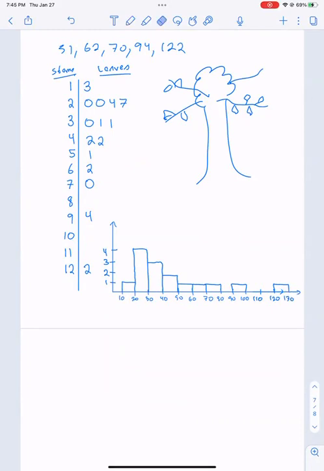So, which of these do you feel is a better representation of the data, the histogram or the stem and leaf plot, and why?